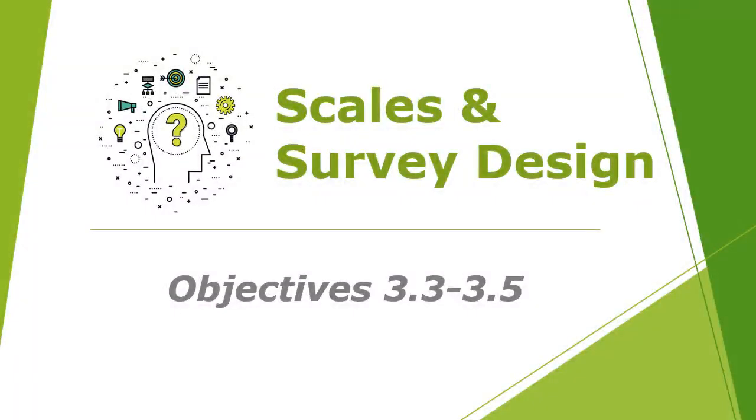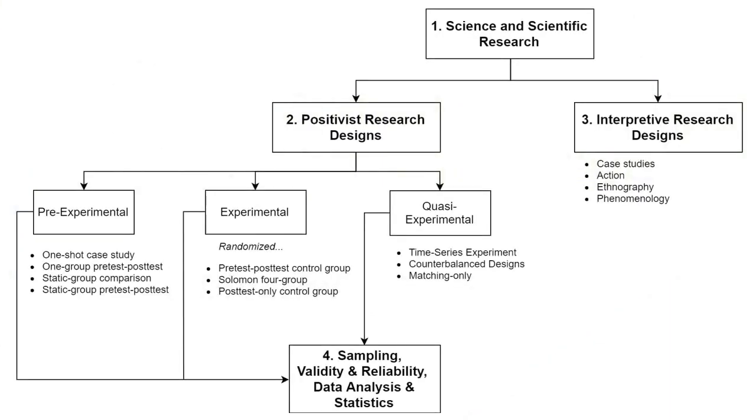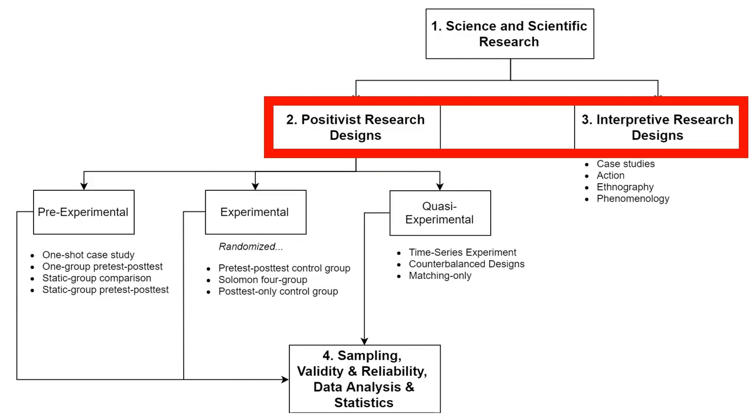The information and examples included in this summary presentation are designed to support the learning of course objectives 3.3 to 3.5, which all address measurement scales and survey design. Now, although surveys are more likely to be used within positivist research approaches, both phenomenological as well as grounded theory interpretive methods often rely on good surveys as part of the data collection process as well.